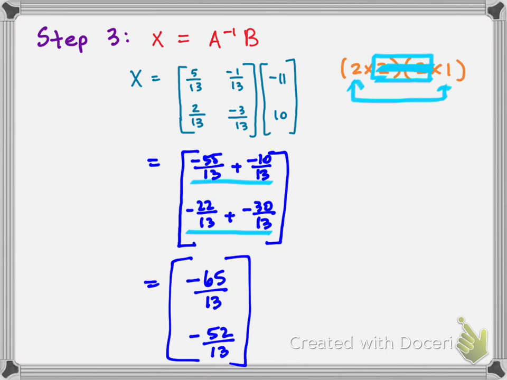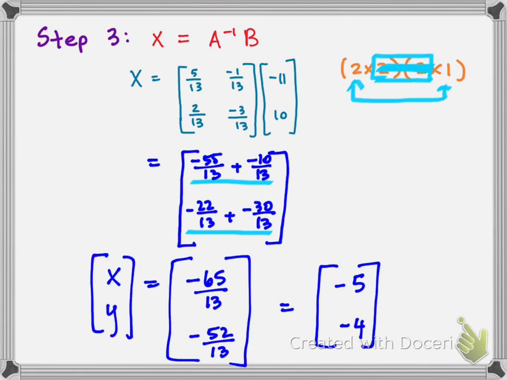Now, if you know your 13s, you might know that 13 times 5 is 65, and 13 times 4 is 52. So in this case, negative 5 is the simplified version of the top segment, and negative 4 is the simplified version of the bottom segment. Remember, this equaled matrix X, which originally was X and Y. So your solution to the system is negative 5, negative 4. And just like that, you finished by hand.